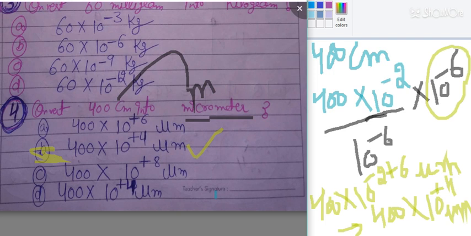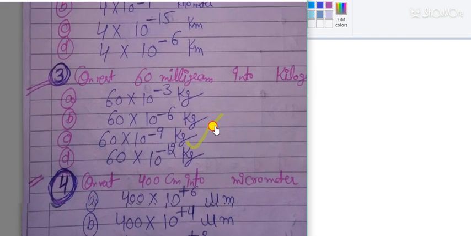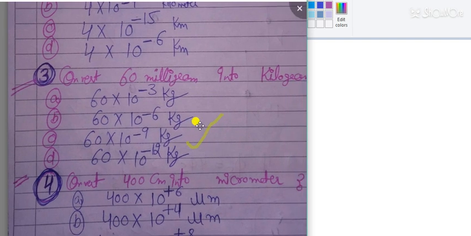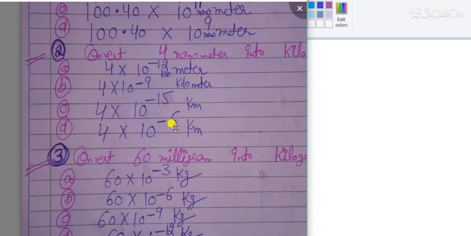So now I am erasing it. You can take the screenshot. Okay, after erasing you can see that for question number 4 your answer will be option number B. For question number 3, milligram into kilogram, your answer will be 60 into 10 to the power minus 6, option number B. And further you can check the answers; we have solved it earlier.